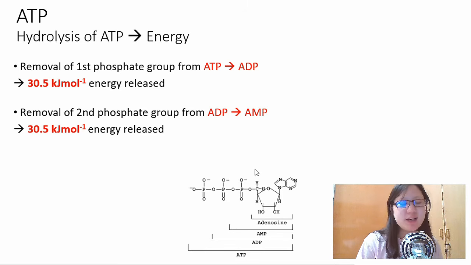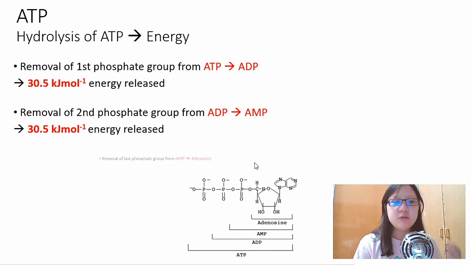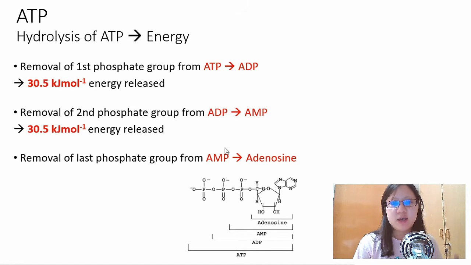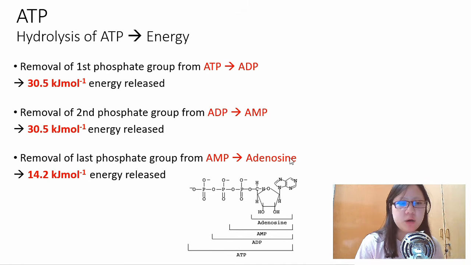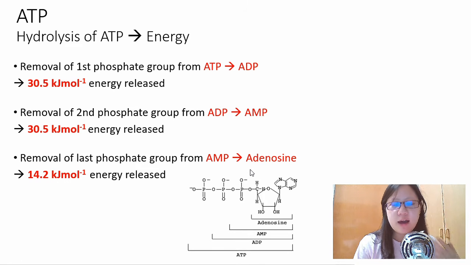But the third one is slightly different. You can remove the third one and you result in adenosine, but the energy release is very little. It's just 14.2 kilojoules per mole. Now maybe you're asking me, Miss, do I need to remember these values? And the answer here is bold, is red. If you don't need to remember, I wouldn't put it in the slides. So yes, you need to remember these values. Perfect.